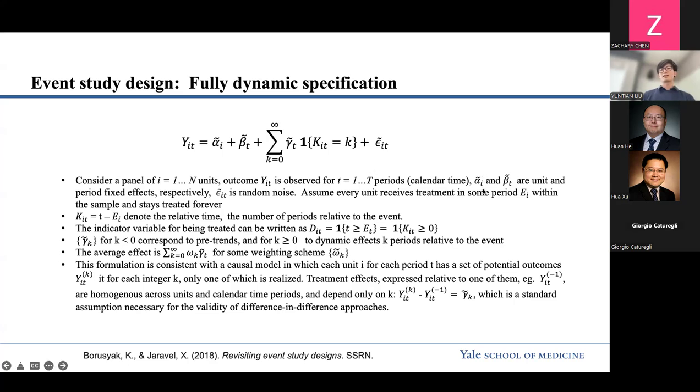Alpha hat I and beta hat T are the unit and period, or time, fixed effects. So basically we are trying to fit a two-way fixed effect model here. And K denotes the relative time to the event. Here the event is the initiation of semaglutide. We can estimate the gamma, and then we use some weighting scheme to finally estimate the treatment effects.